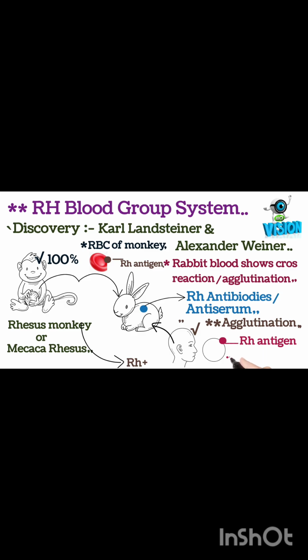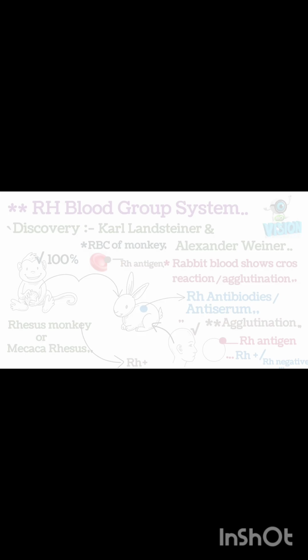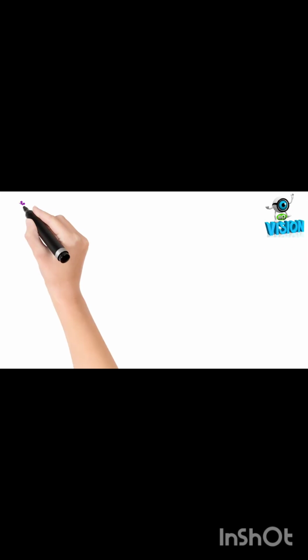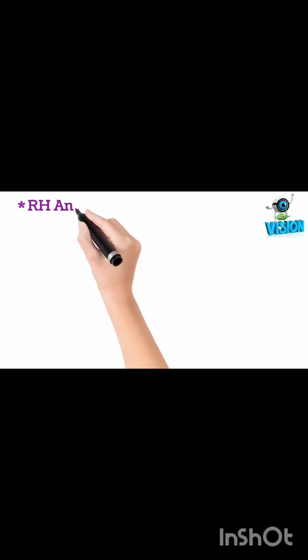The person who has the Rh antigen like that of the monkey is known as an Rh positive person, while the reverse of that is Rh negative, the person who lacks the Rh antigen. Hope you got the discovery. Now let us discuss the core concept of this topic. Here we are going to define what basically the Rh type of antigen is.